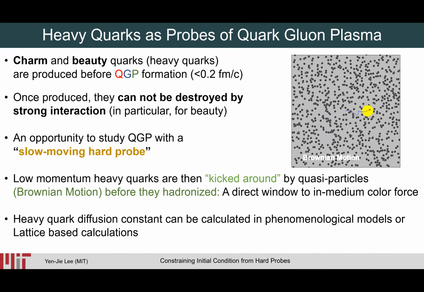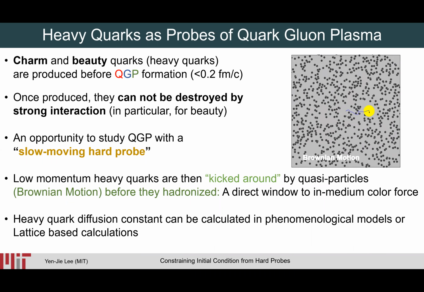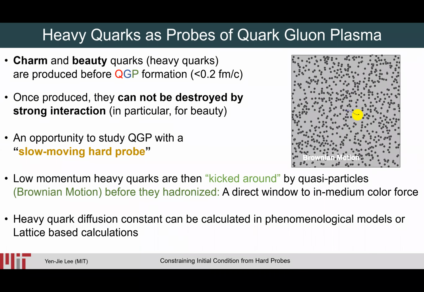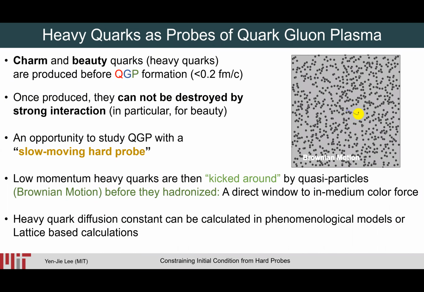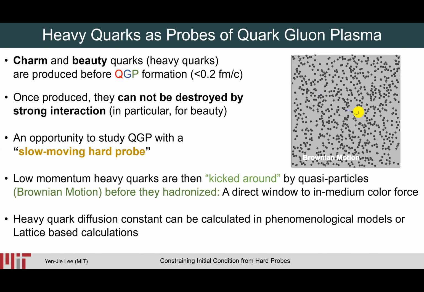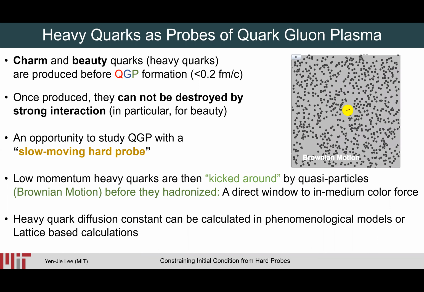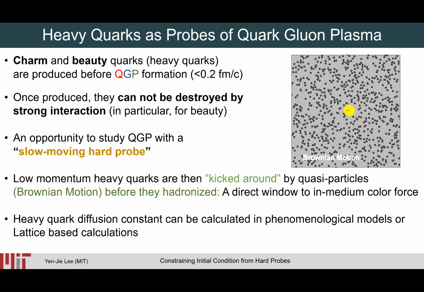So charm and beauty quarks are produced before QGP formation. And once they are produced, the charm and beauty, in particular beauty, cannot be destroyed by strong interaction. So they are just going to be floating around in the quark soup. And so this is a unique opportunity to study QGP with a slow moving hard probe.